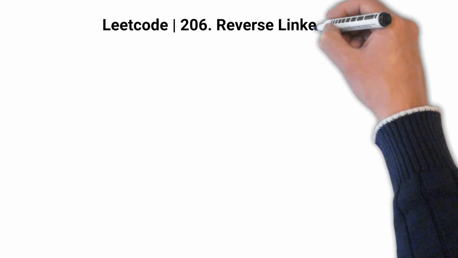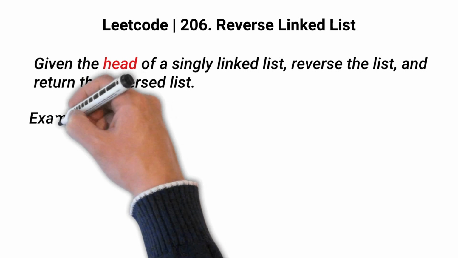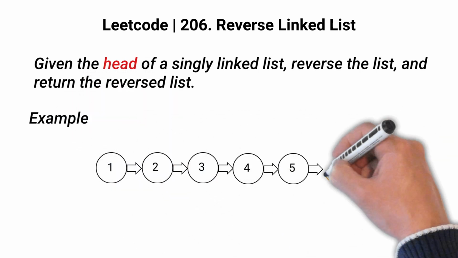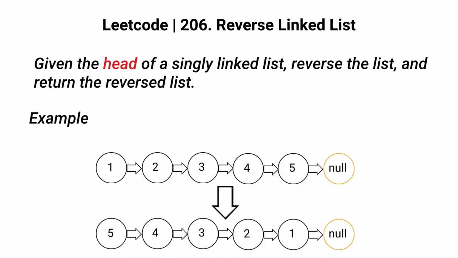Today we're looking at LeetCode Problem 206, Reverse Linked List. Given the head of a singly linked list, reverse the list and return the reversed list. Here's an example where the nodes are equal to 1, 2, 3, 4 and 5, and then we reverse that and get 5, 4, 3, 2 and 1.